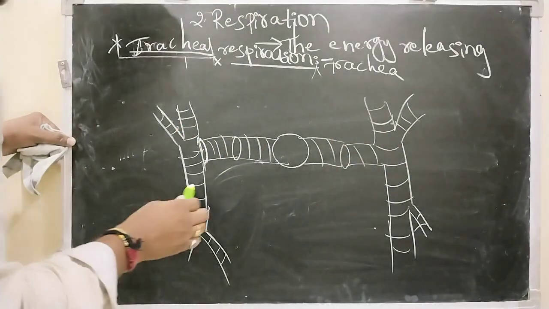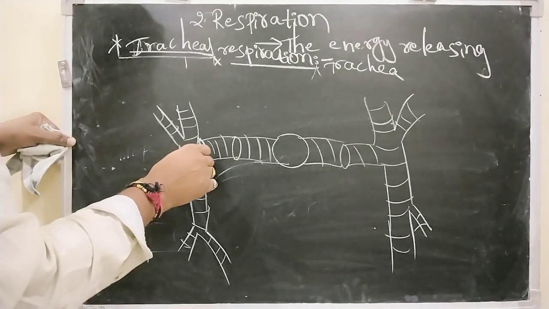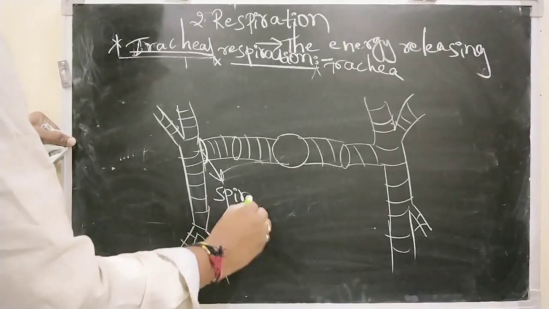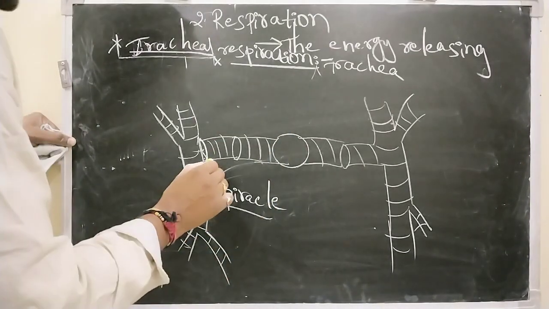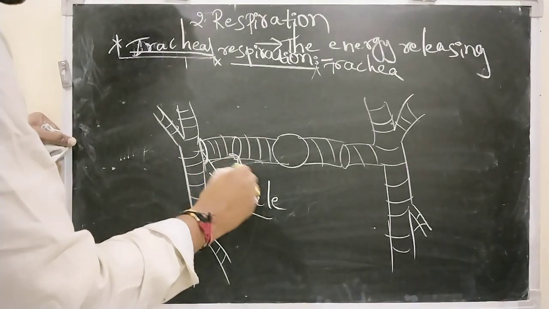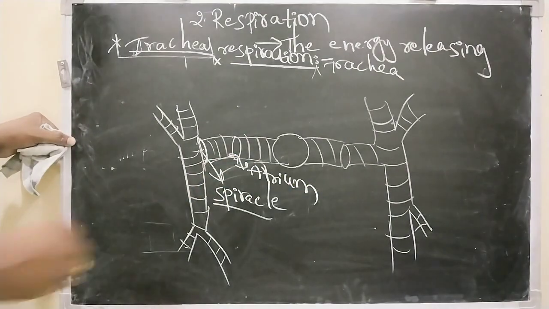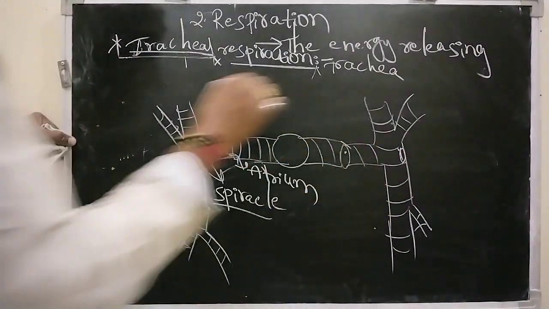So first, there is a small opening through which the air enters. These openings are called spiracles. From the spiracle, the air enters into a small chamber called the atrium.